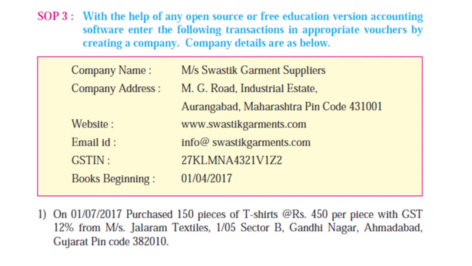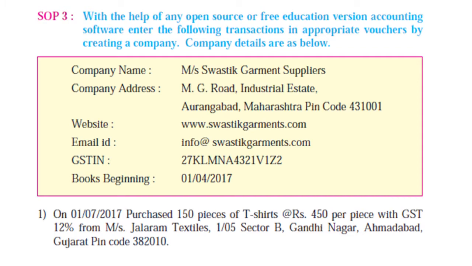Company name Messrs. Swastik Garment Suppliers. Company address MG Road, Industrial Estate, Aurangabad, Maharashtra. PIN code 431001. Website www.swastikgarments.com. Email ID info@swastikgarments.com. GSTIN 27 KLMN A 4321 V1Z2. Books beginning 1 April 2017. These are the company details which we have to fill while creating the company.